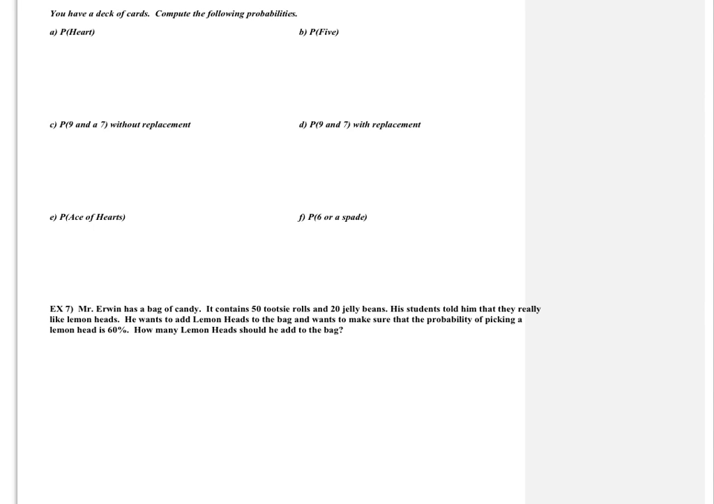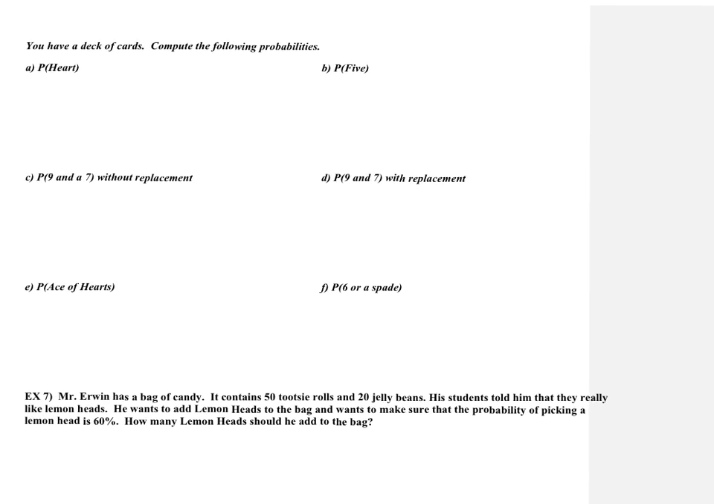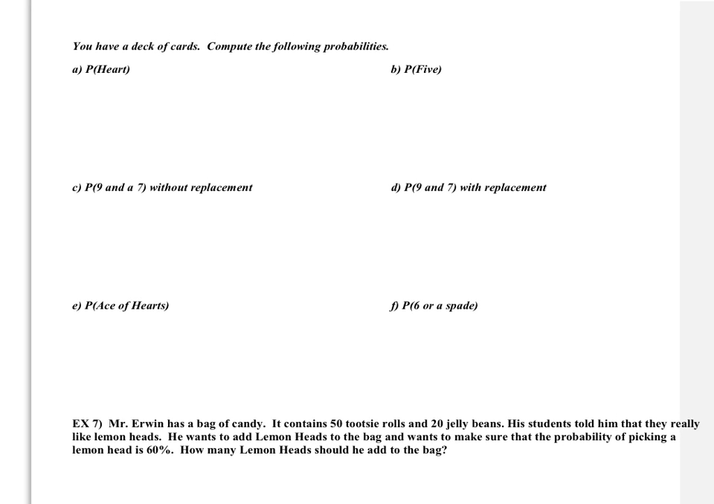Okay, let's look at the following examples. You have a deck of cards. Compute the following probabilities. This first one is asking the probability of a heart. Let's think about hearts. What do we know about hearts? Well, I know that there are 4 different suits in a deck of cards, and hearts is only one of them. So I should know right away that the probability of a heart, again, there's 4 suits, so hearts over 4 suits. The probability is going to be 1 out of 4.